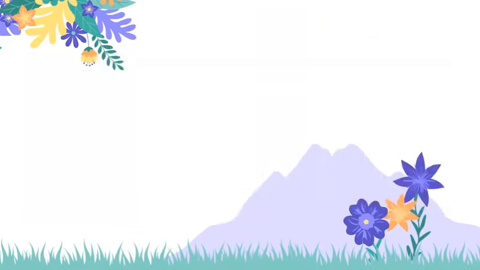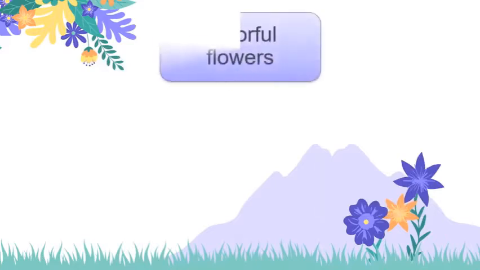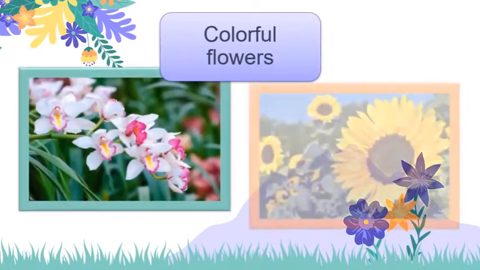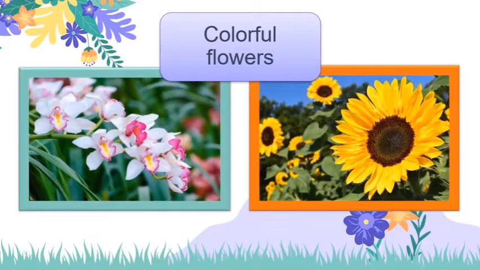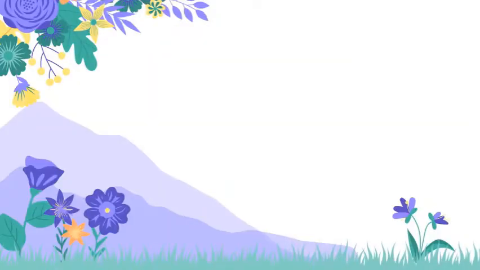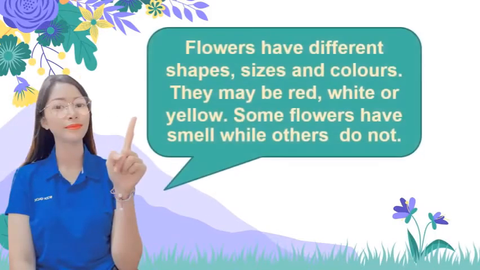And one of the characteristics of a flower is that they are colorful. Example of these colorful flowers are orchids and sunflowers. Always remember that flowers have different shapes, sizes, and colors. Some may be red, white, or yellow, and some flowers have smell while others do not.